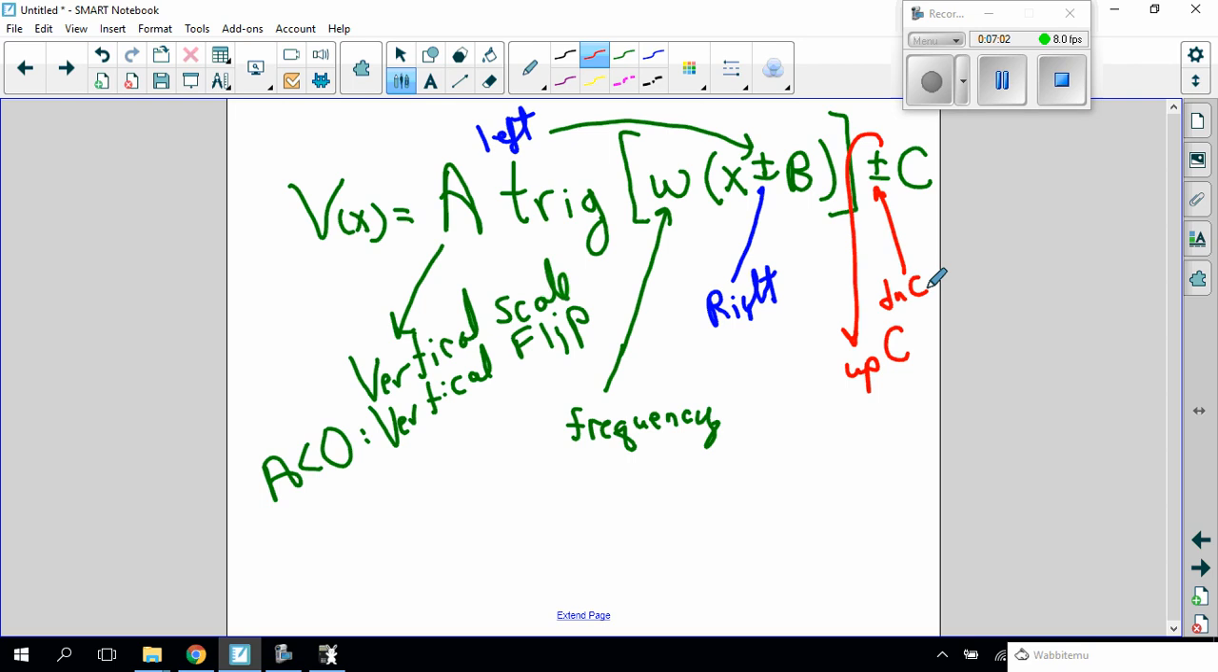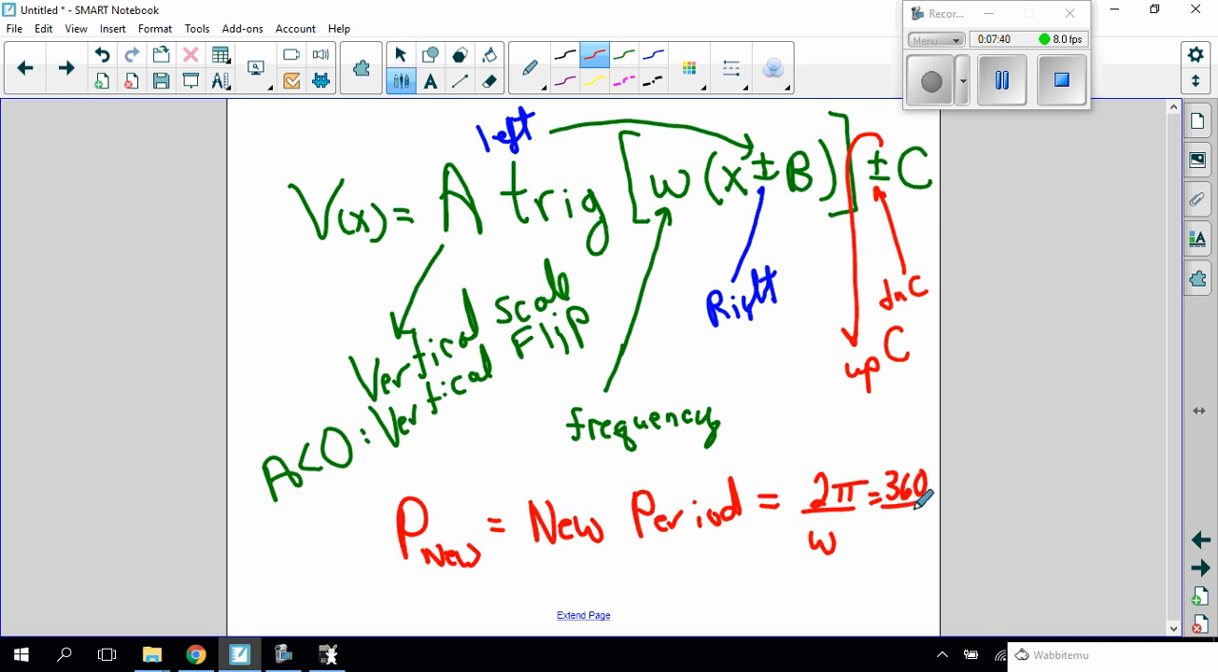So, everybody and their mother, grandma, whoever, can shift a graph right or left or up or down. So, graphing isn't going to be that bad. Now, the vertical scale, vertical flip button, and the frequency button need to be explained. Now that we're here, we're going to say P new, which stands for new period, is 2 pi over omega, or 360 over omega.